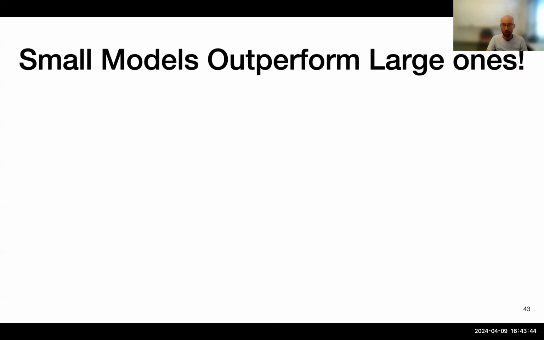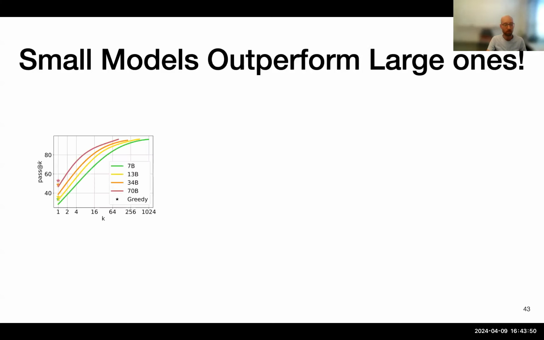Okay, so these are our experiments, and I'll start with our conclusions. Small models often outperform large ones. So let's look at some plots to illustrate that. Now, this is the first plot. This is the usually reported measure of pass at k.